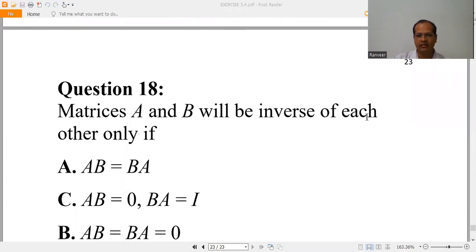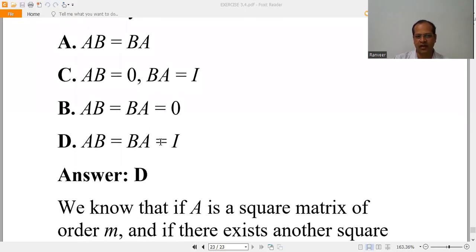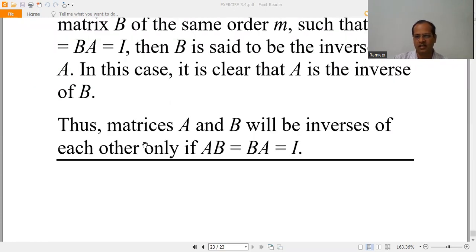Matrices A and B will be inverse of each other if, what is the choice that we have to find out. Now if AB and BA are equal to the identity matrix, then we can say both matrices are inverses of each other.